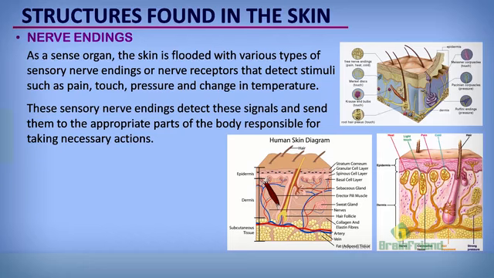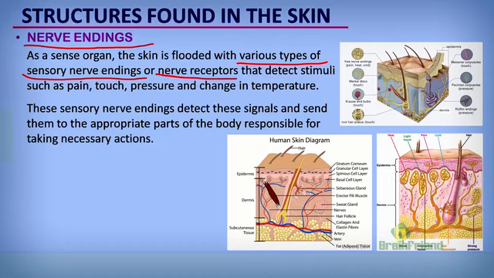The next group of structures we shall be looking at are nerve endings. Nerve endings are also present in the skin. Remember, the skin is a sense organ. It is part of the 6 types of sense organ. The skin, as a sense organ, is flooded with various types of sensory nerve endings. These are sensory nerve endings because they detect or sense stimuli on the skin. So these sensory nerve endings can also be called nerve receptors.